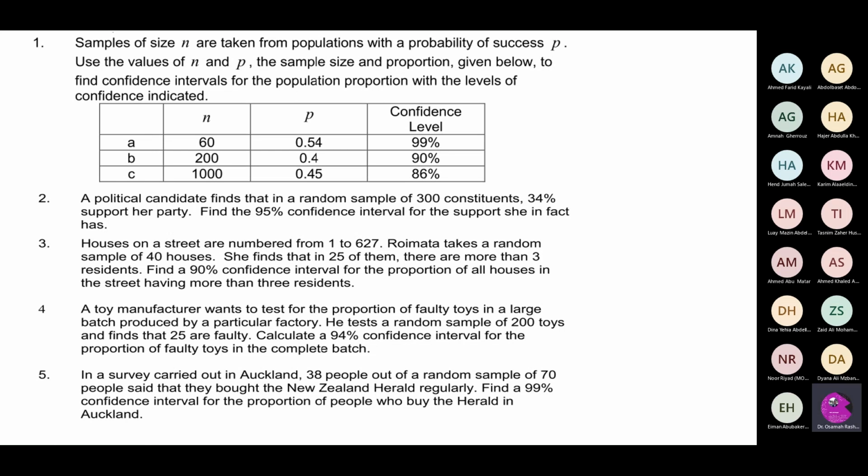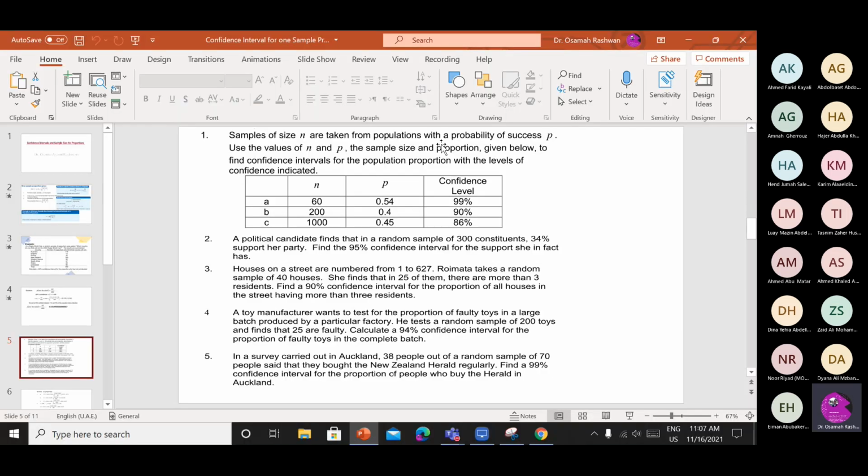What do I need in the formula? I need the sample size. Where is the sample size? For section A, he gave it to me: 60. What is the proportion of the sample? It is 0.54. What is the confidence level? It is 99%. Okay, so let's do it, please.